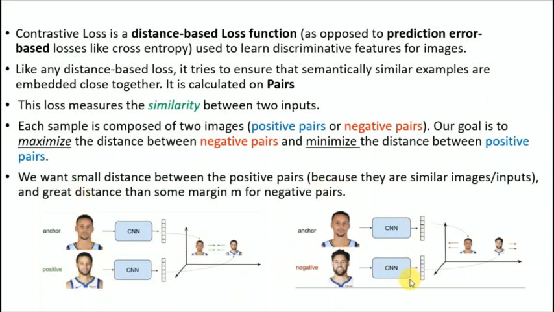What we want to do is minimize the distance between the positive pair and maximize the distance between the negative pair. This is basically what's written here. We want a small distance between the positive pair because they are similar images, and a great distance, beyond some margin m, for negative pairs. We're going to talk about the margin m in the next slide.